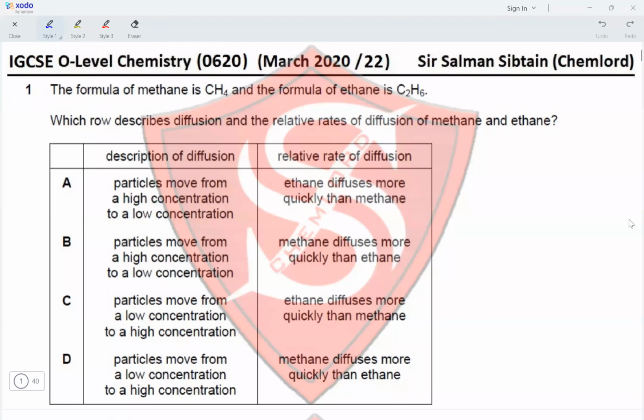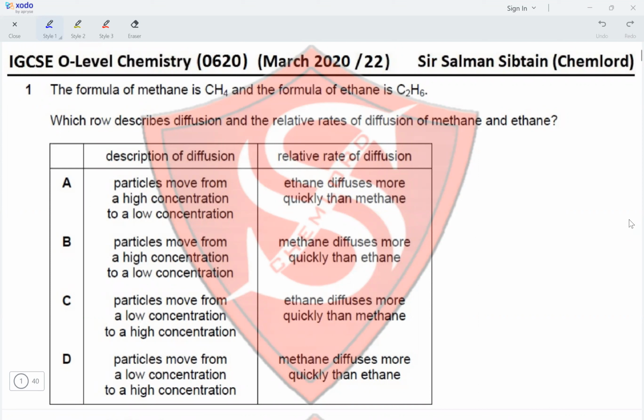Hi guys, this is IGCSE O-Level Chemistry, paper 22, March 2020, question 1. The formula of methane is CH4 and the formula of ethane is C2H6. Which row describes diffusion and the relative rates of diffusion of methane and ethane?